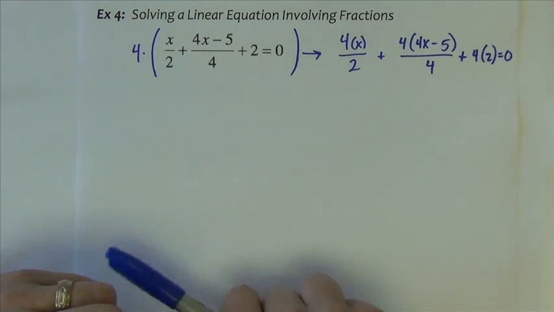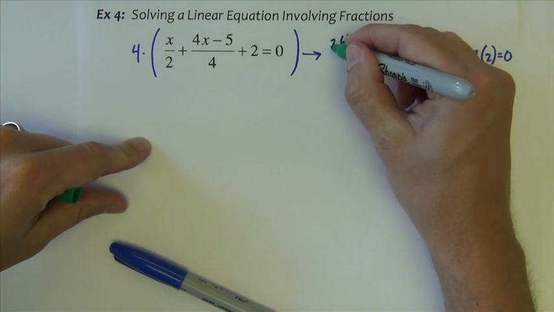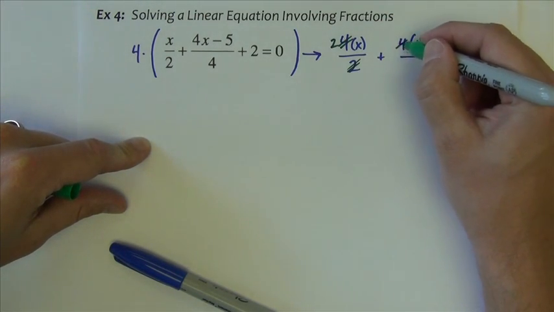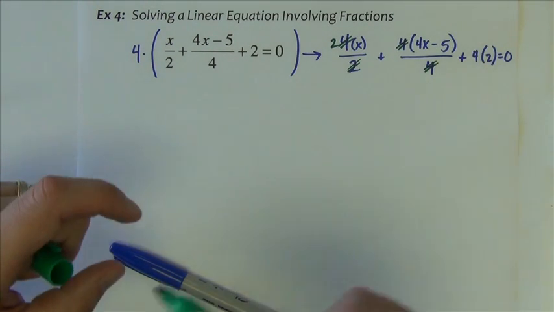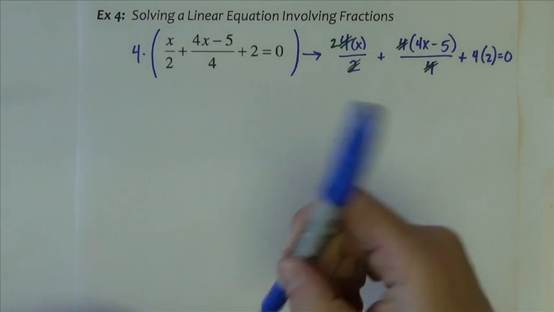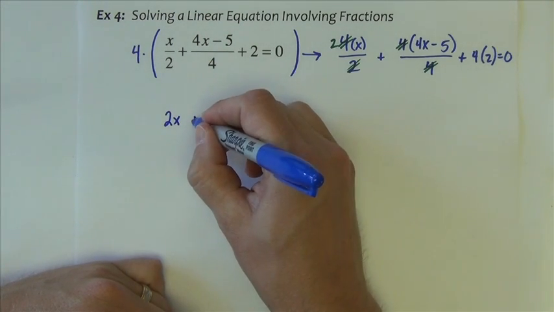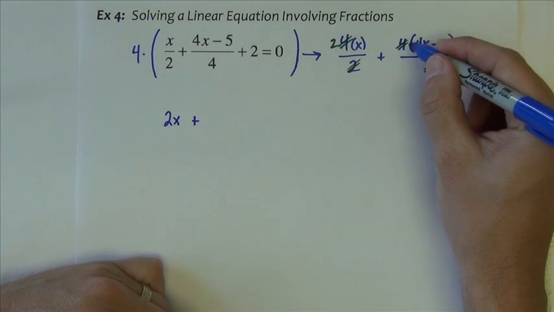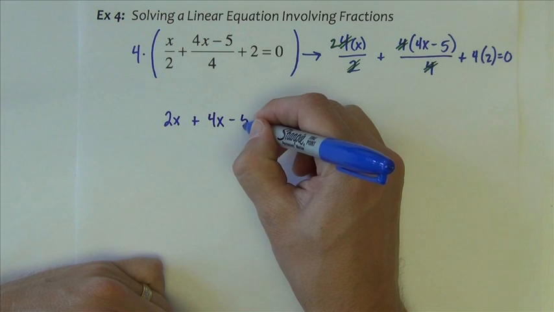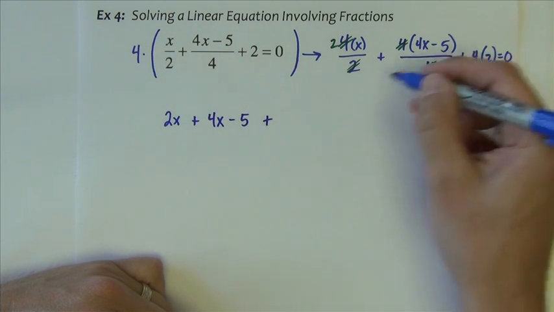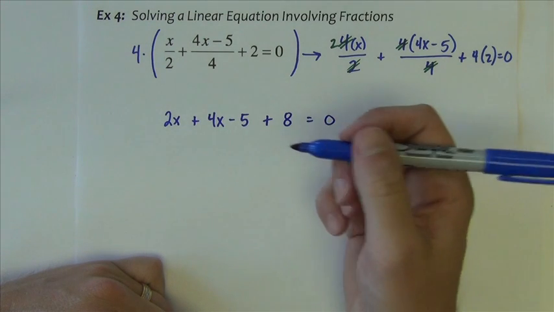Now we reduce the fractions. 2 goes into 4 twice. 4 just eliminates 4 completely. And of course there's no fraction here to reduce the 4, so that's just going to stay. The result is that I have in the first term 2x plus the second term, the 4 canceled, so there's nothing to distribute, so writing without parentheses, 4x minus 5 plus the 4 times 2 there makes 8 equals 0.